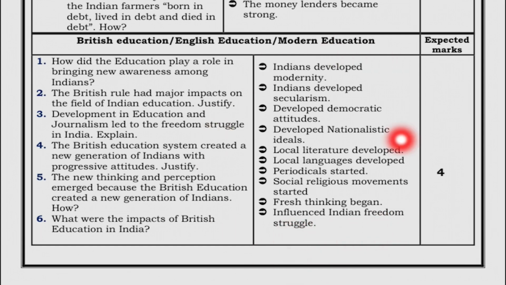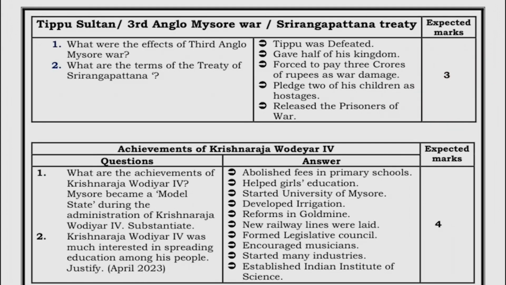So, if these points are involved in the questions asked here, it is very clear that you will be getting 3 to 4 marks. For 3 marks, based on Tipu Sultan or the Third Anglo-Mysore War, that is the Srirangapatna Treaty: What were the effects of the Third Anglo-Mysore War? What are the terms of the Treaty of Srirangapatna?